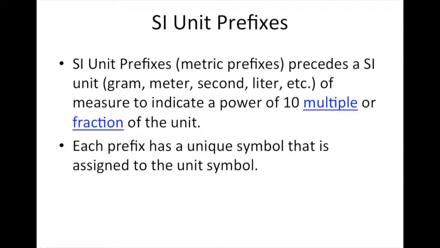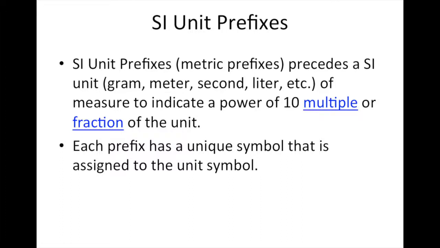In this video, we're going to talk about the SI unit prefixes and show you how to do some calculations involving these prefixes. The SI unit prefixes, sometimes called metric prefixes, precede an SI unit, such as a gram, meter, second, liter, etc. And these indicate some power of 10 multiple or fraction of that SI unit. And each prefix is assigned a unique symbol and abbreviation.